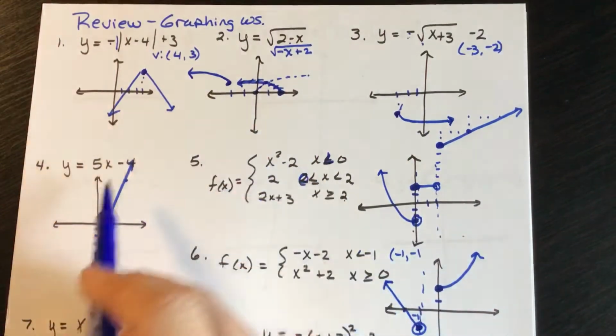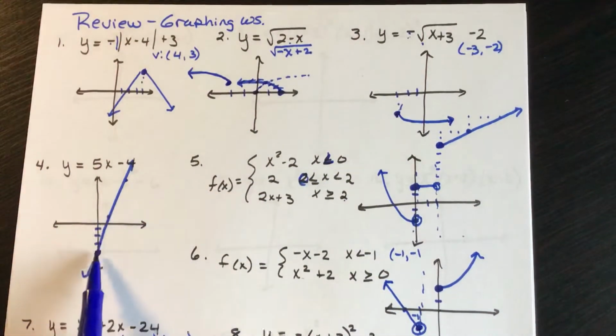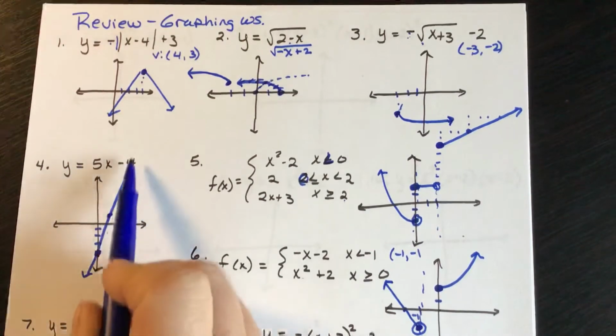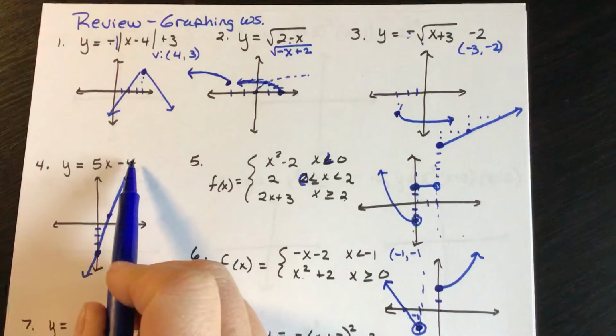Okay. Number 4 is linear, so go down 4 to the y-intercept, and then my slope is up 5 over 1, and I get a line.